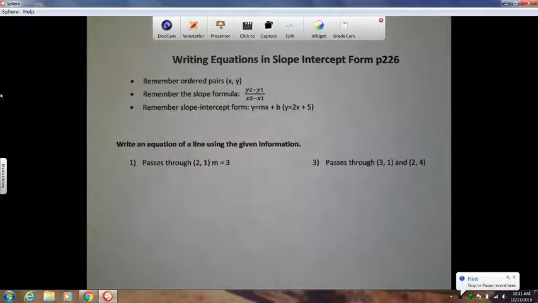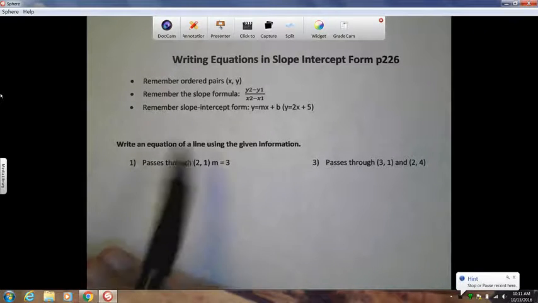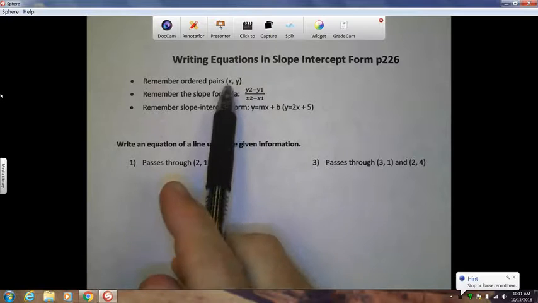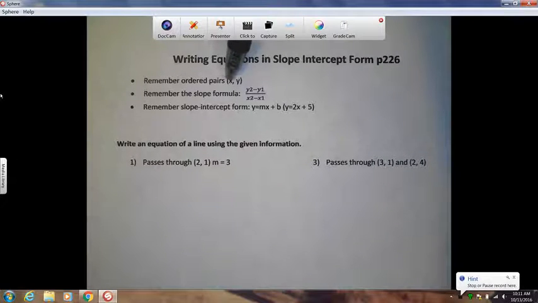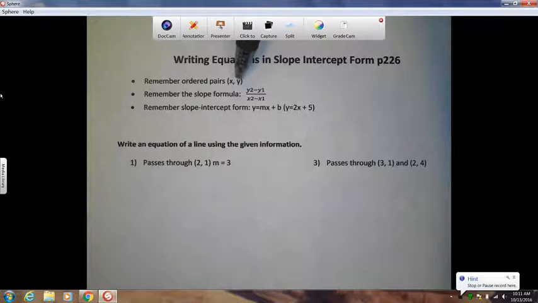This is writing equations in slope-intercept form. You want to go ahead and look at some of these things that you already should know, but you need to review these. It needs to be automatic. So remember that this is an ordered pair, always starts with an x and it has a y. The slope formula is y2 minus y1 over x2 minus x1. Remember, that's m. So remember, your slope is m.